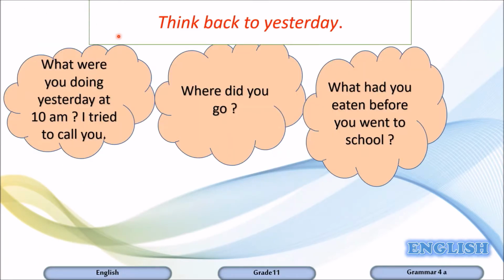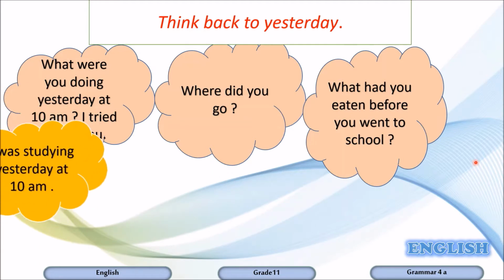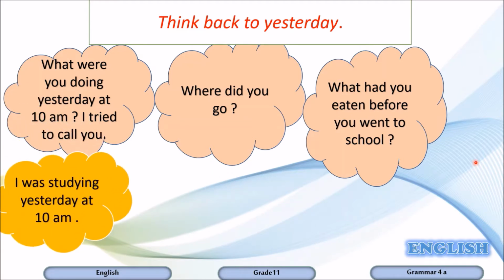Let's get started. Think back to yesterday and try to give a grammatically accurate response to the following questions. We have 3 questions here. The first one, what were you doing yesterday at 10 a.m.? I tried to call you many times. What would you answer? You can say, I was studying yesterday at 10 a.m., or I was sleeping, or I was doing my homework. So we are describing a past action that took place in a specific time period.